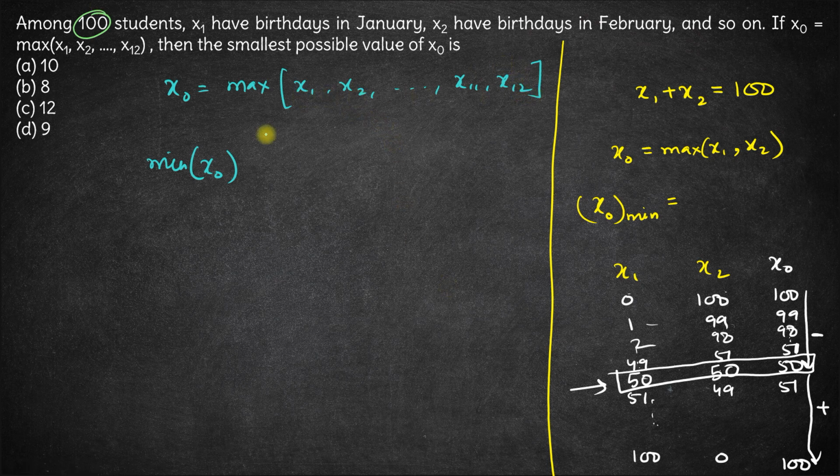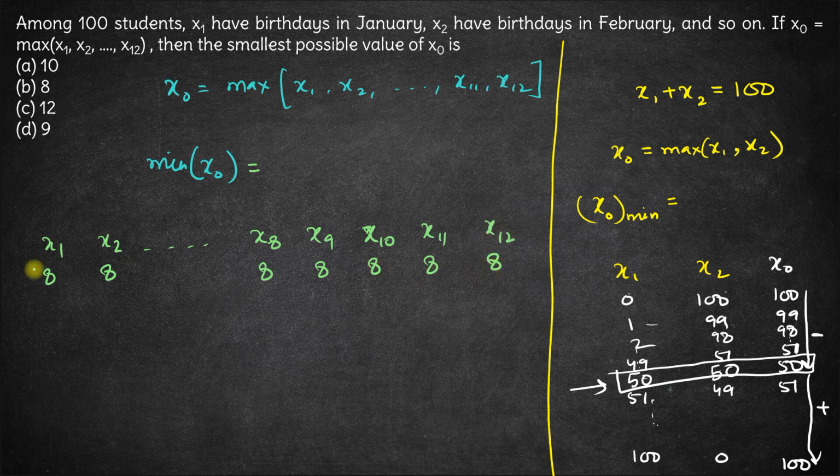Since there are 12 numbers, what is the multiple of 12 less than 100? The multiple of 12 less than 100 is 96. So let's divide 96 by 12, that is 8. So x1 is 8. So if we assume that x1 is 8, x2 is also 8, so on till x8 is also 8, x9 is 8, x10 is 8, x11 is 8, and x12 is 8. So we have a total of 96 people, but we want 100 people, right? So we have to distribute 4 more students.